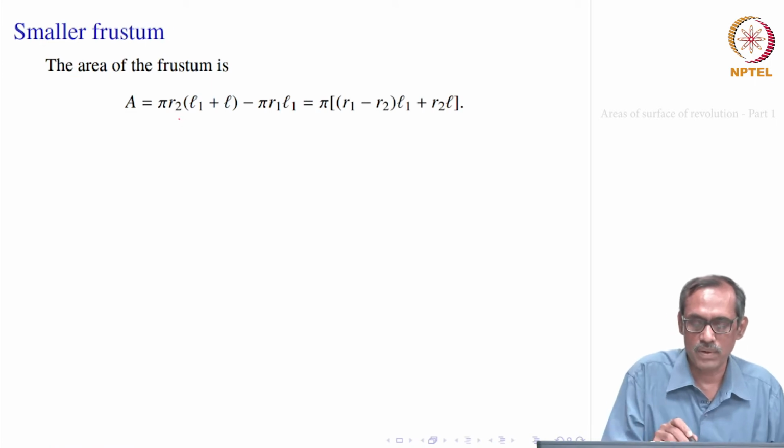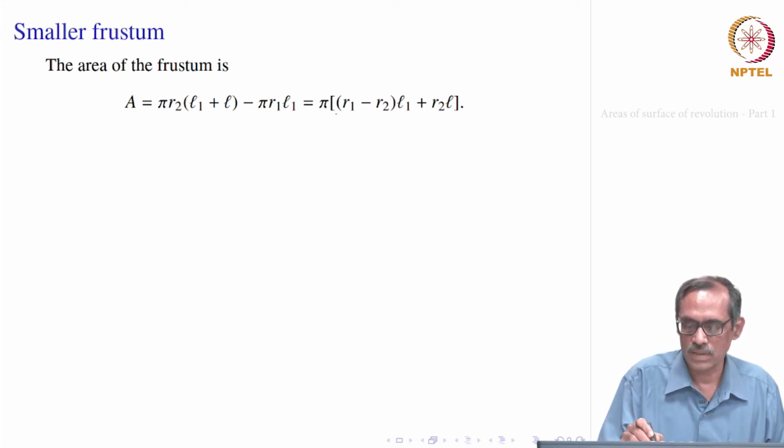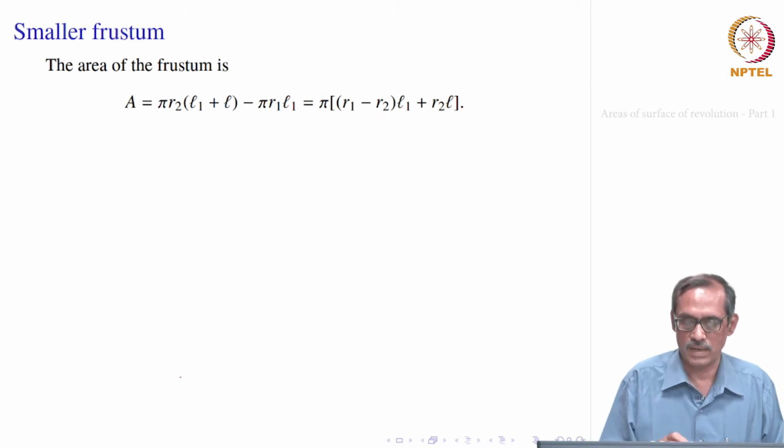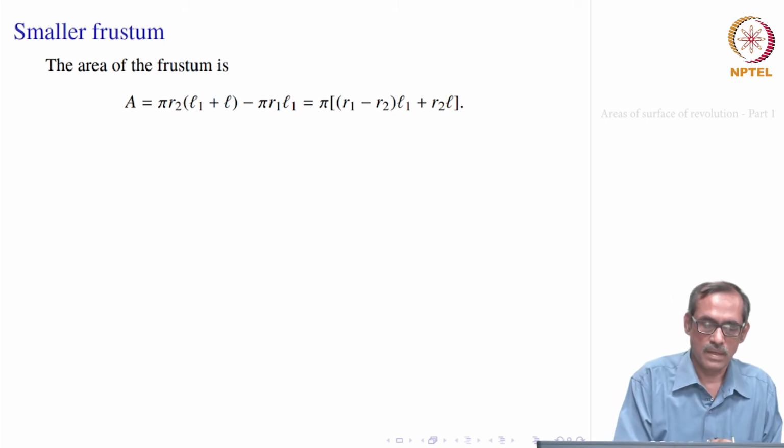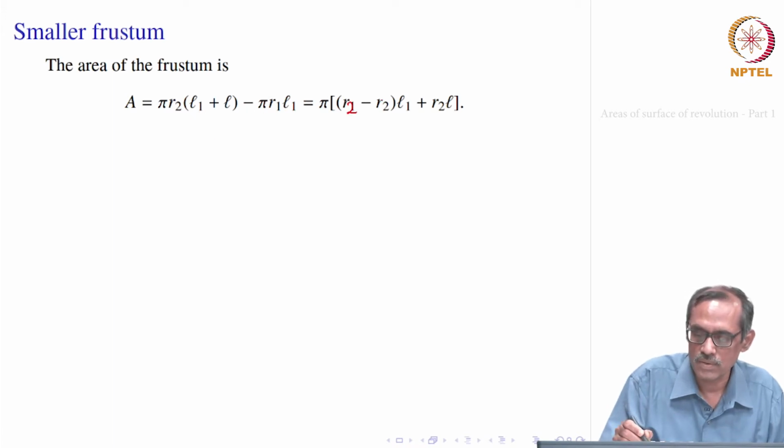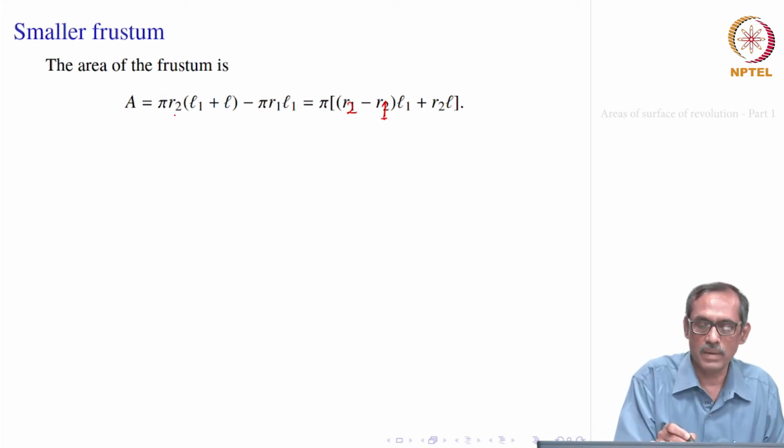So, then it will be pi R2 times (L1 plus L), which is the bigger cone surface area, minus pi R1 times the small L1, that gives the top one. So, we subtract them and that turns out to be pi times (R1 minus R2) L1 plus R2 L. You take L1 common, so it is (R2 minus R1) times L1 plus R2 times L, that is how it looks.